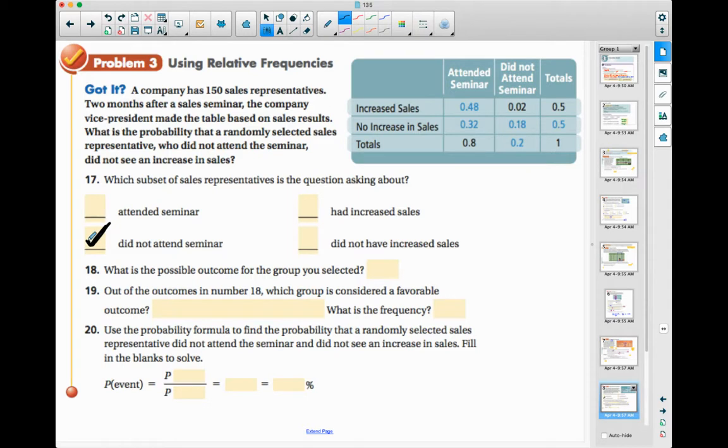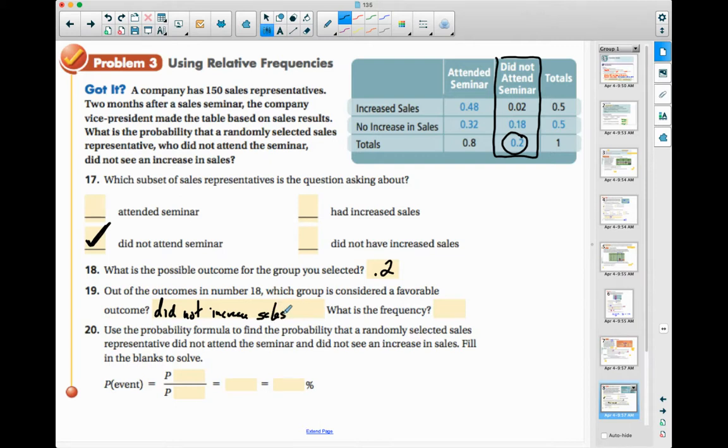What is a possible outcome for the group you selected? The possible outcome of the group selected is going to be 0.2. So did not attend is this group right here. Remember, 20% of the people did not go to the seminar. Out of the outcomes, which group is considered a favorable outcome? That did not see an increase in sales. That's what we're looking for. So did not increase sales.